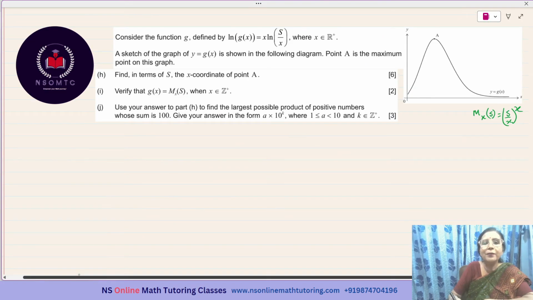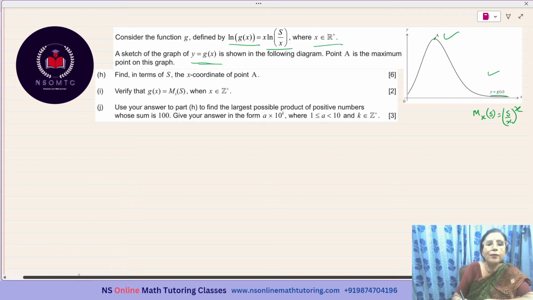Consider the function g defined by ln of g of x equal to x times ln of s over x, where x belongs to the set of positive real numbers. A sketch of the graph y equal to g of x is shown in the following diagram. The point E is the maximum point on the graph. Okay, so subpart H is having this question.